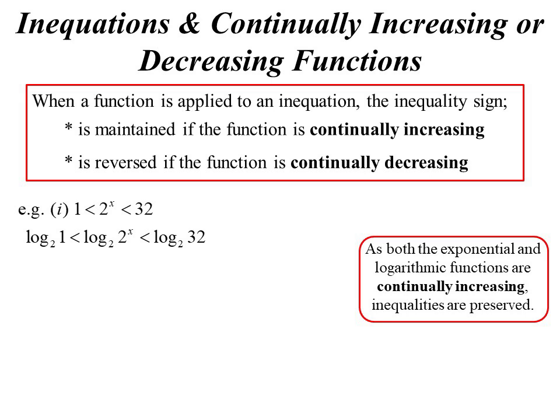Well, in the middle, the log 2, base 2 will cancel. The power comes to the front, so I've got x. Log of 1 is always 0. And log of 32, base 2, well, 2 to the power of what is 32? Well, 5 is. And there's the solution to that inequation.